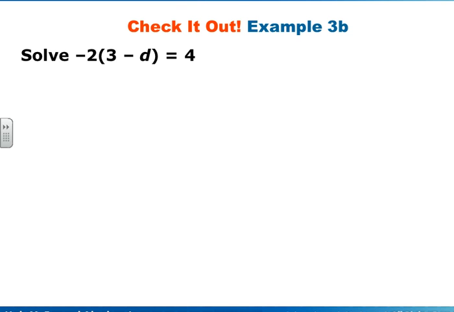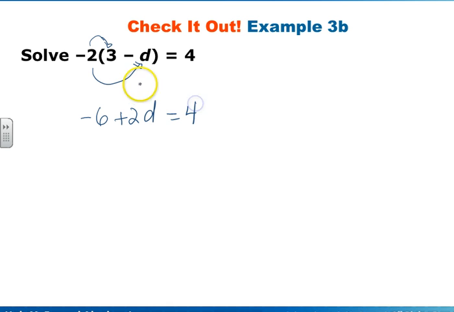Alright, so here is another one where this time we have to distribute first. Now this one, there's actually two ways to solve it. We could divide by negative 2, but let's go ahead and distribute the negative 2. So remember to distribute negative 2 times 3 and negative 2 times negative d. So this would be negative 6. Then negative 2 times negative d will be positive 2d.